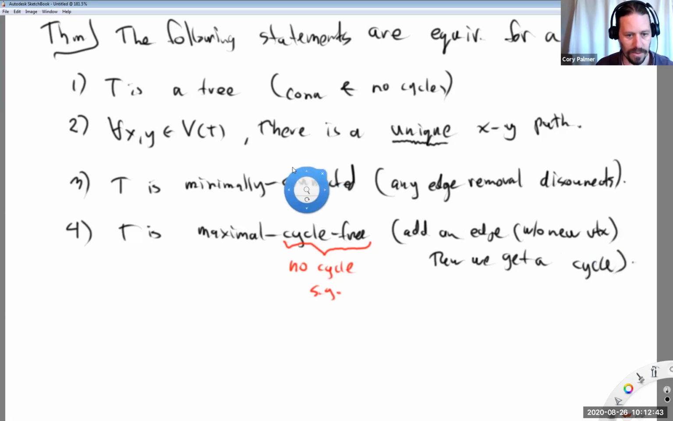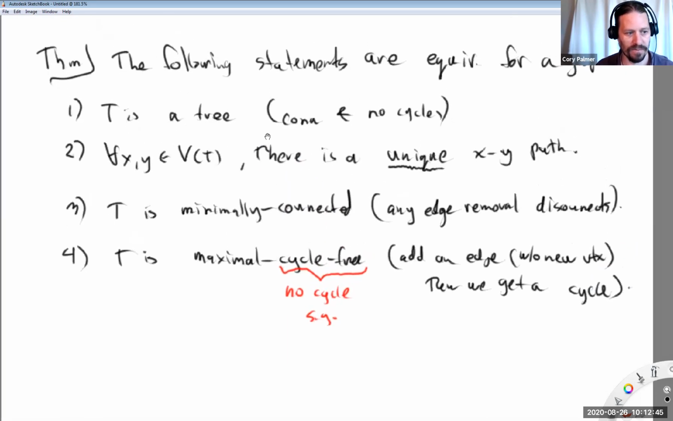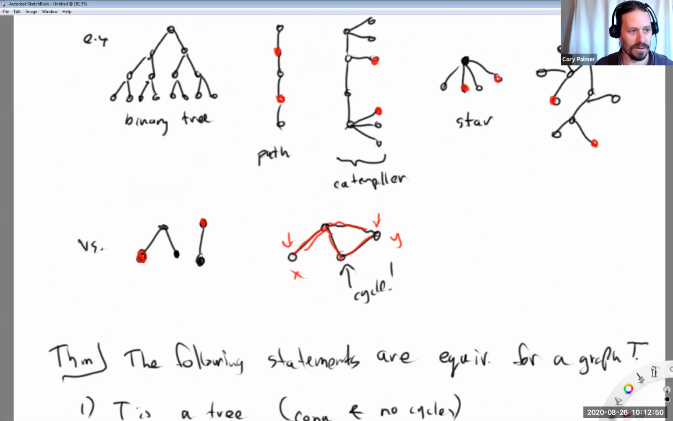Okay. Again, let's scroll up. I know these are not that difficult, but let's confirm 3 and 4 real quick. Minimally connected, maximally cycle free. Let's look at the trees here, right?